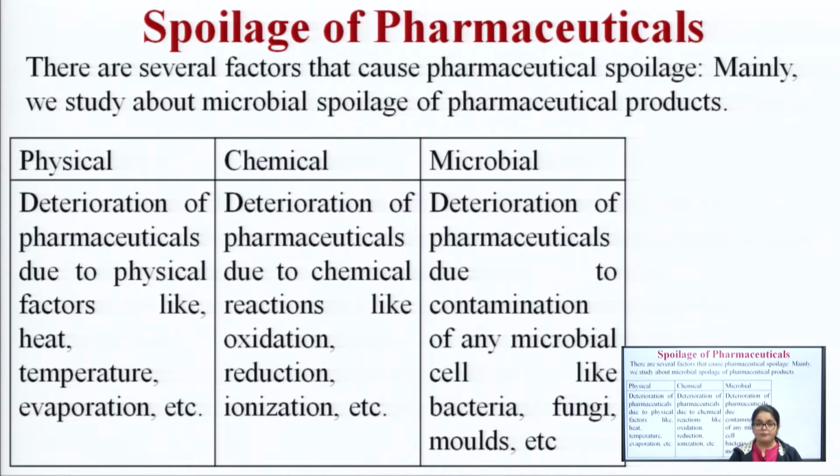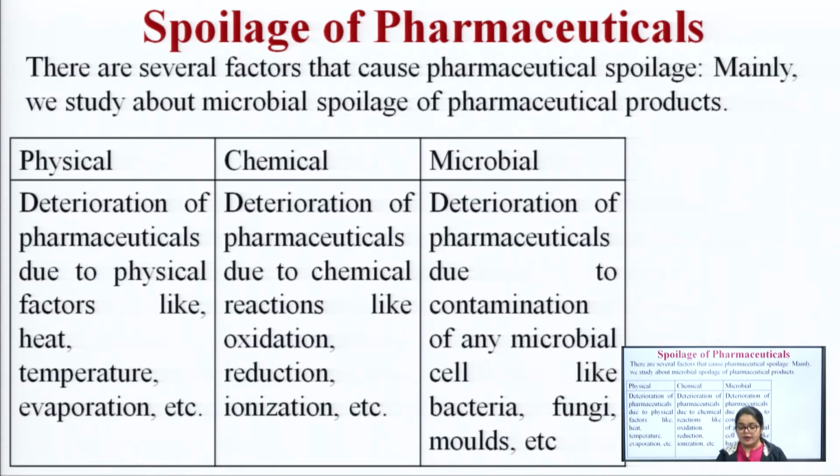So, if heat is there, temperature variation is there, evaporation is there, maybe you just take the syrup and you leave the cap as it is, you didn't close it properly. What will happen? The moisture content of it will keep on evaporating slowly and the syrup would get thickened. Moreover, this would also lead to microbial spoilage. Why? Because the microbes in the environment will get a space to enter that syrup and start spoiling it. So, a physical factor is there, and another factor added to it, that is the microbes.